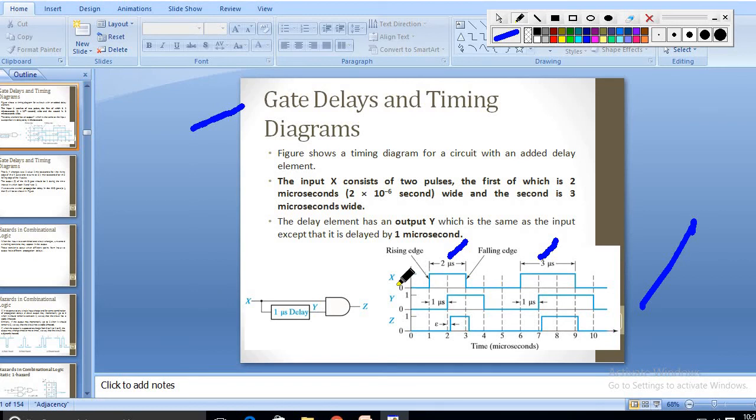See here in this diagram, x is one of the inputs of the AND gate. It has two pulses, one of 2 microseconds and one of 3 microseconds. Those are on the rising edge. This is a falling edge and this is a rising edge. The other input of this AND gate will be delayed by 1 microsecond.